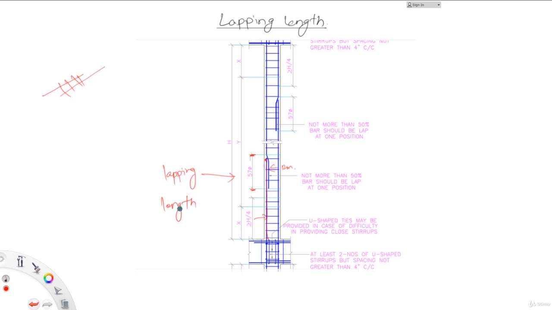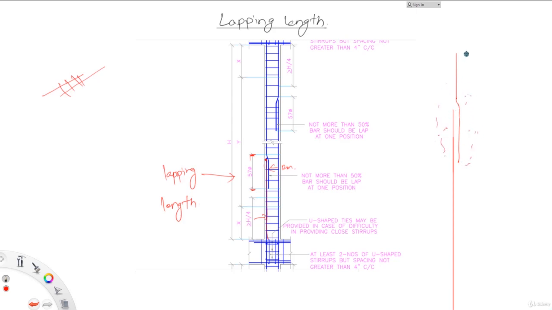So why is it necessary to provide the lapping length? Because you see that in the lapping zone, my bars are something like this, and it goes like this, and another bar will go like this. So you can see that these are my two bars and we have concrete all over here.